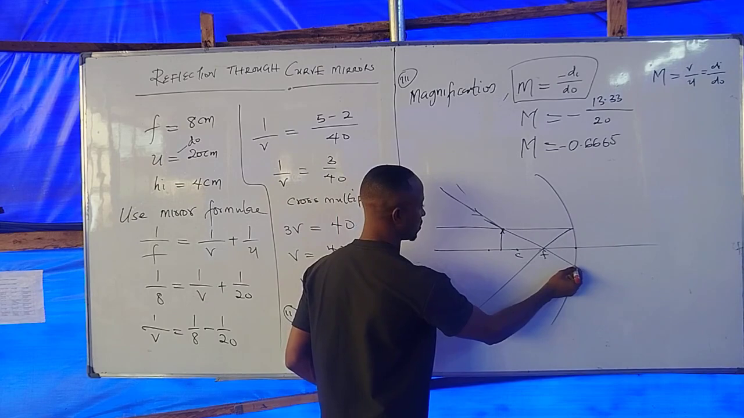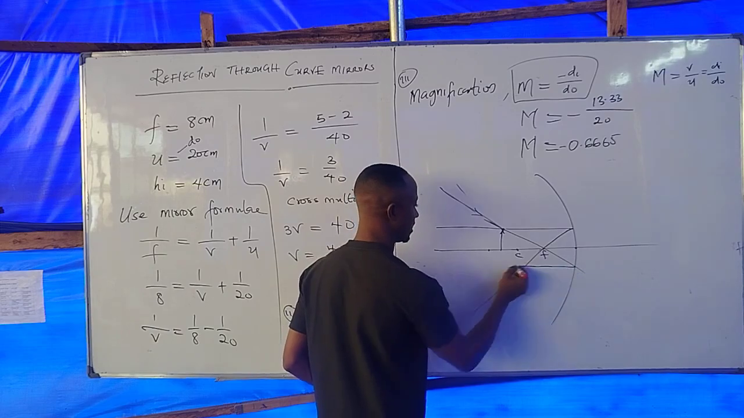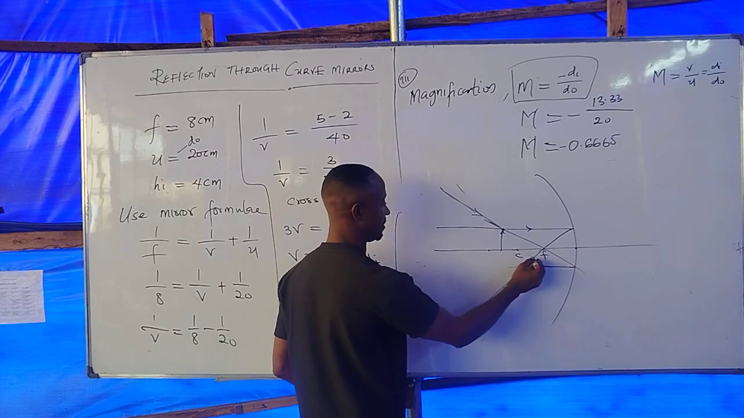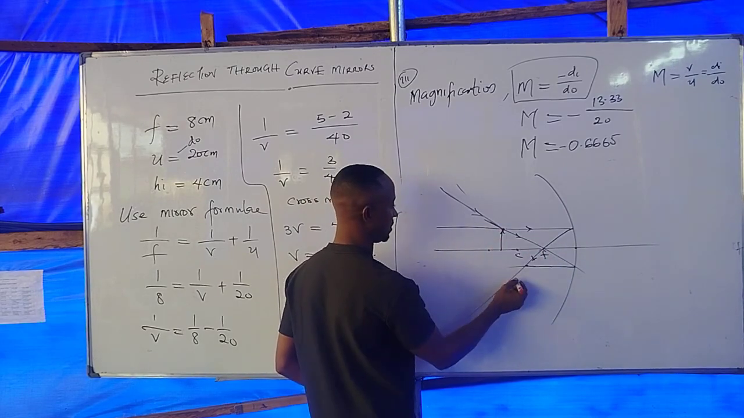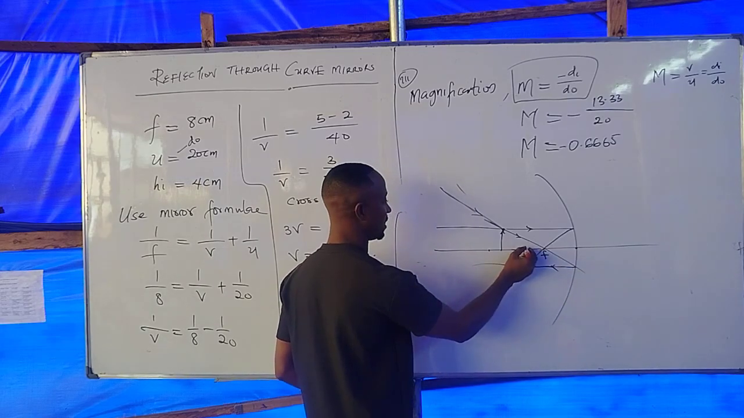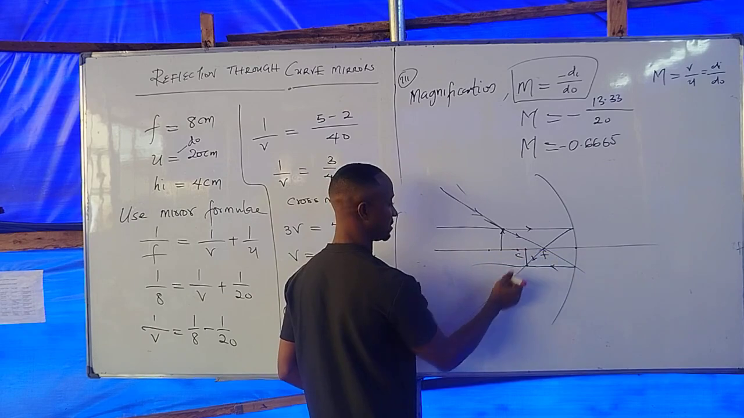When they pass to this focus, what do you think will happen? It will reflect back as a parallel ray, right? And meet with what? With the first line. This is the first line, Abby. This is the second one. Are you following? So they will intersect at a point here. So this is where the image is formed.